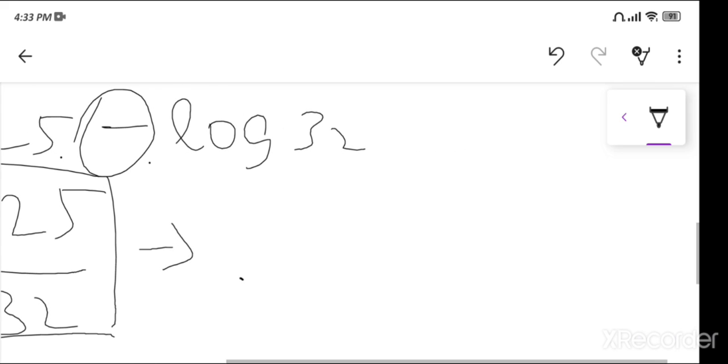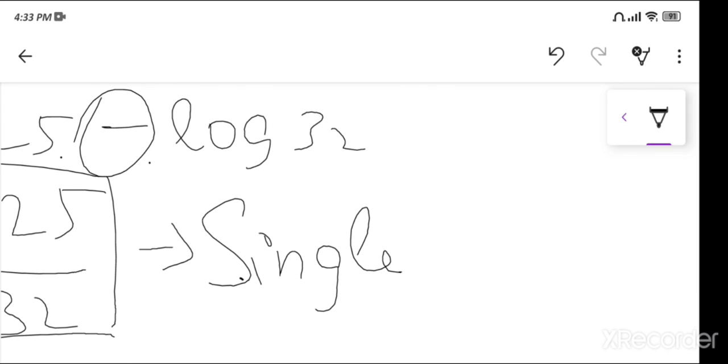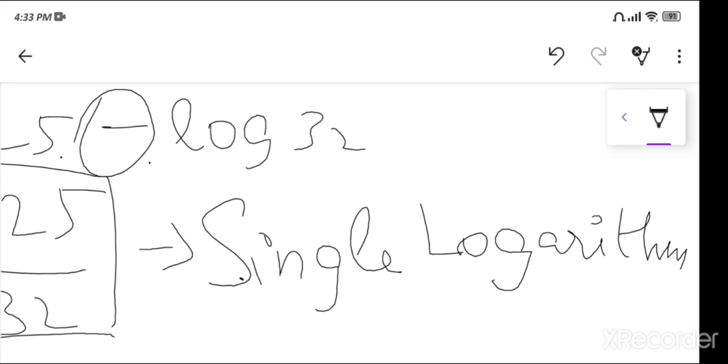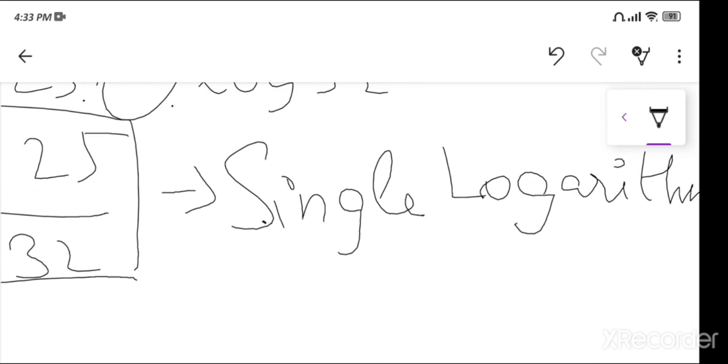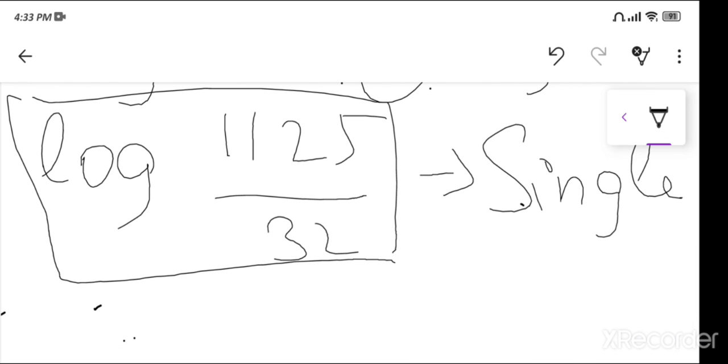So this concept is called single logarithm. It's actually a correct spelling. Nice. So this is how you do it.